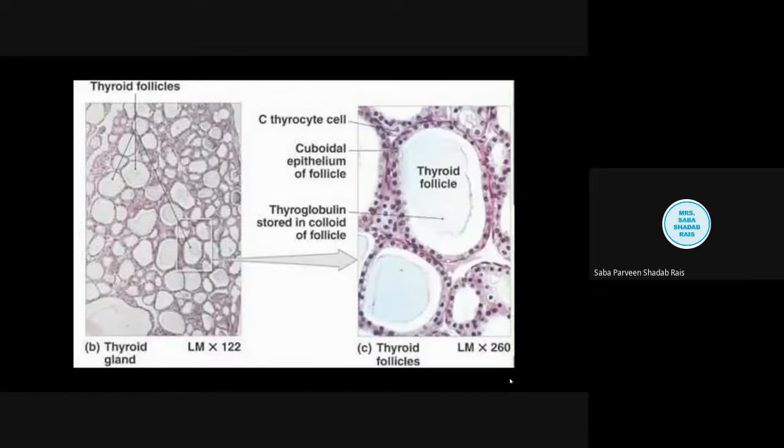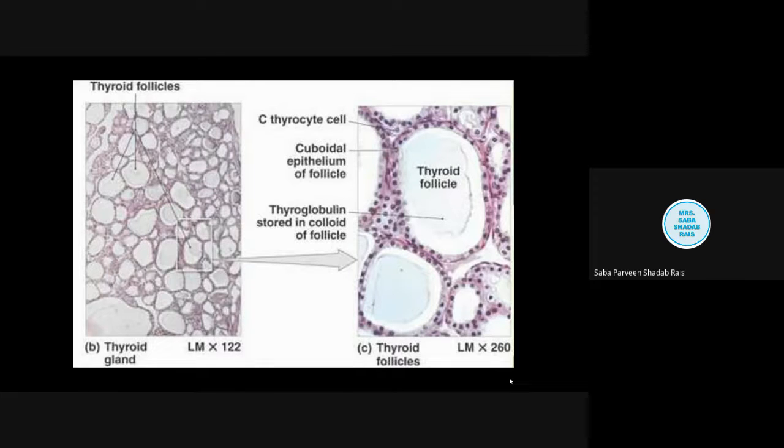Okay, so we were talking about the cells of the thyroid gland. First we had already discussed the thyroid follicular cells. Now we will be talking about the parafollicular cells. Parafollicular cells are also called C cells because of their clear appearance.